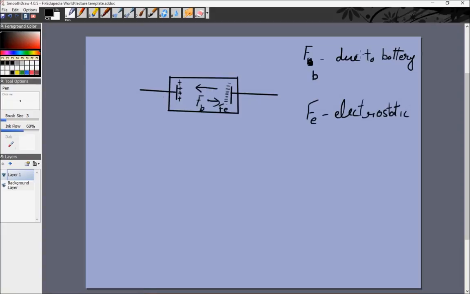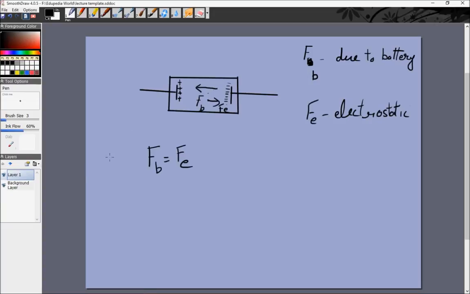Right, so initially Fe will be small, and there will still be a net force towards the left on positive charges. So we'll have a greater accumulation of charge that will increase the magnitude of Fe until finally in steady state we will have the magnitude Fb equal to Fe. And in that case we will have a constant positive charge density on the left plate and a negative charge density on the right plate, and there will be no more charge accumulation because the net force on any charge will be 0, because Fb and Fe are equal and opposite.